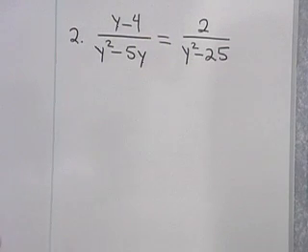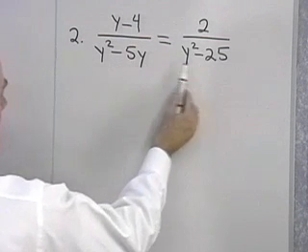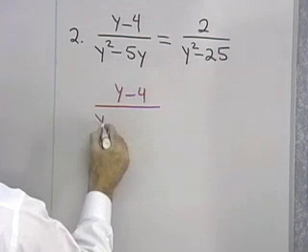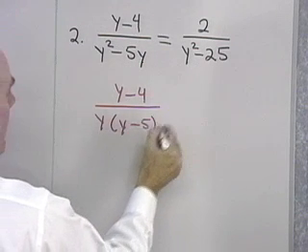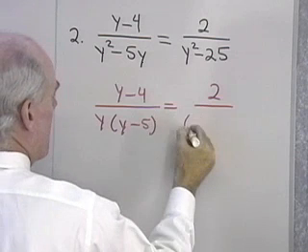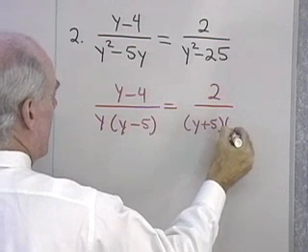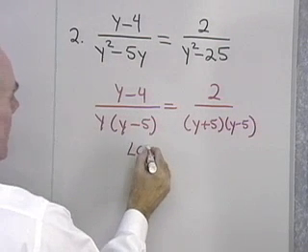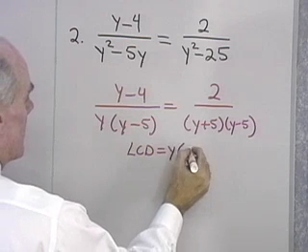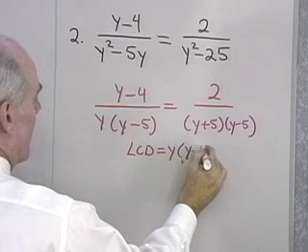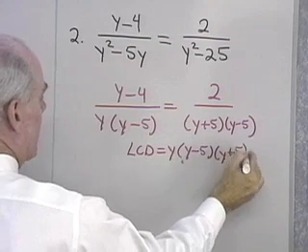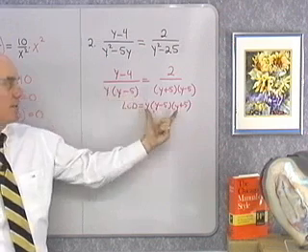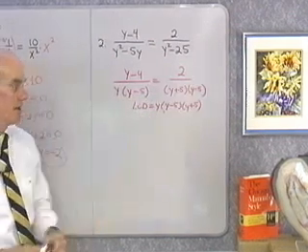Here I want to do the same type of thing, but before I see what the least common denominator is, I'm going to have to factor these denominators. So y minus 4 divided by y times (y minus 5), and here I have 2 over (y plus 5)(y minus 5). So my least common denominator is y times (y minus 5) times (y plus 5). So I'm going to take that least common denominator and multiply this side of the equation by it, and then multiply this side of the equation by it.